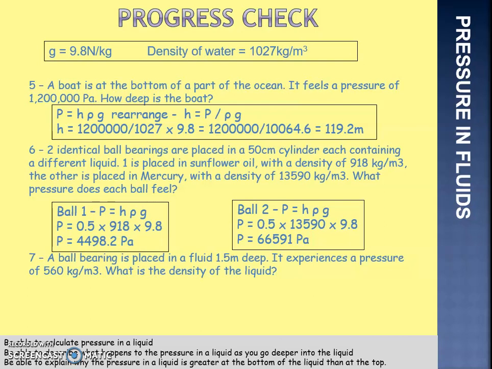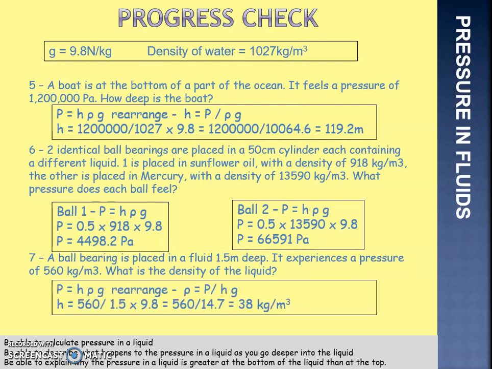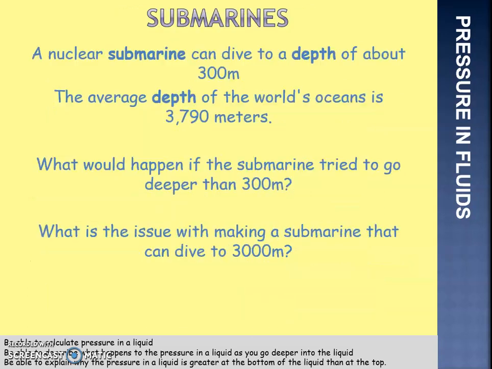A ball bearing is placed in a fluid 1.5 meters deep and experiences a pressure of 560 pascals. What's the density of the liquid? So again, you have to rearrange the equation to make density the subject. That's pressure divided by height times gravitational field strength. 560 divided by 1.5 times 9.8, which gives us 38 kilograms per meter cubed.